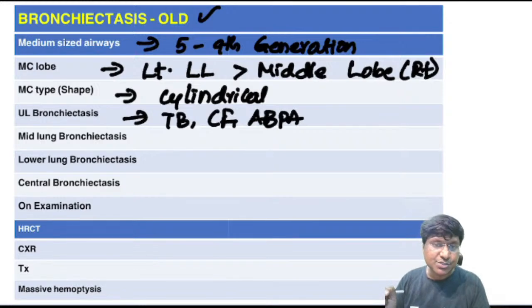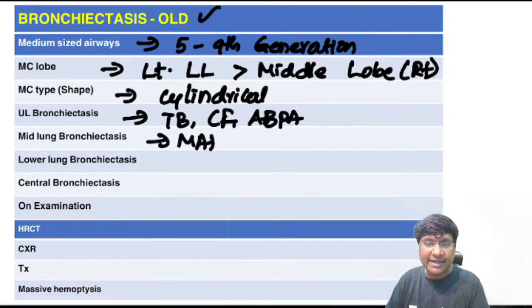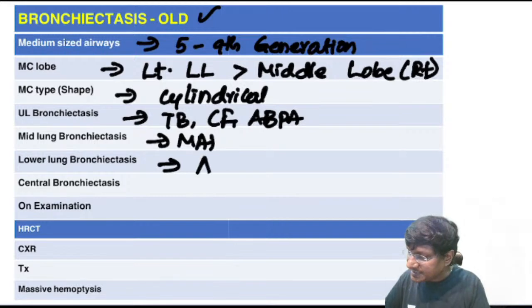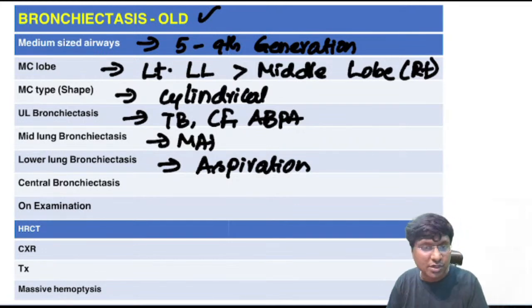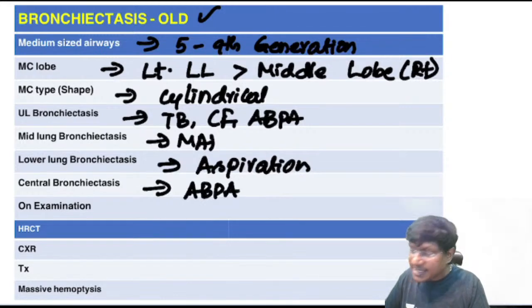Then what are the conditions where you have mid-lung bronchiectasis? That you have in case of Mycobacterium avium infection and even immotile cilia syndrome. Lower lung bronchiectasis is mainly seen in case of chronic recurrent aspiration. Central bronchiectasis is seen in patients with allergic bronchopulmonary aspergillosis as well as cystic fibrosis, right?